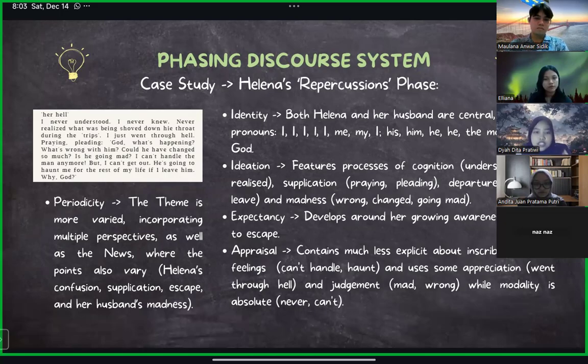The second one is about ideation. In her hell, the ideation features processes of cognition, such as understood, knew, and realized. There are also supplication like praying and pleading, departures such as get out and leave, and also madness such as wrong, change, and going mad. The third one is about expectancy. In her hell, expectancy develops around her growing awareness and need to escape. The fourth one is about appraisal. Her hell contains much less explicit affect, describing Helena's feelings, such as went through hell, and judgment like mad and wrong, while modality is absolute, like the words never and can't. And the fifth one is about periodicity.